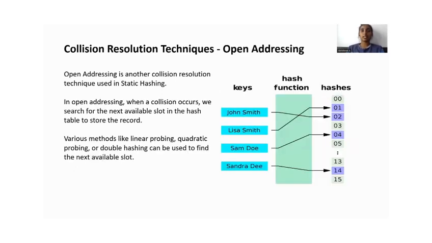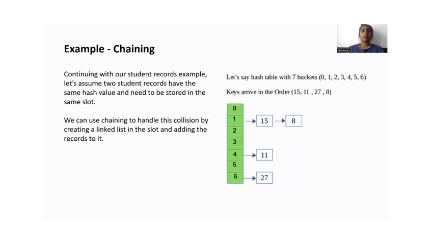Collision resolution techniques, open addressing. Open addressing is another collision resolution technique used in static hashing. In open addressing, when a collision occurs, we search for the next available slot in the hash table to store the record. Various methods like linear probing, quadratic probing, or double hashing can be used to find the next available slot.